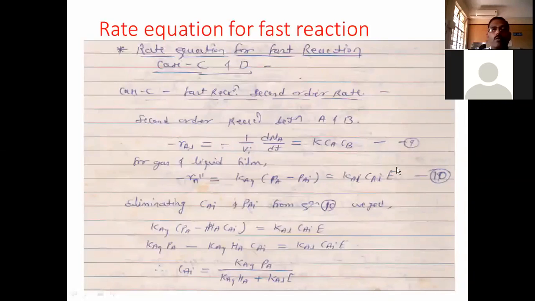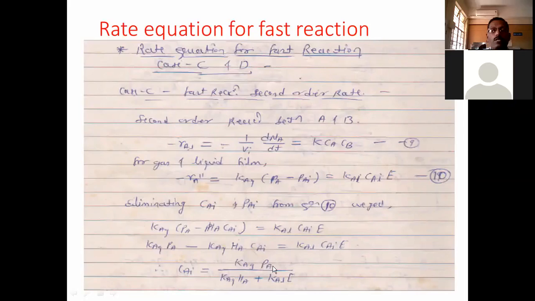From these equations, we eliminate Ci and Pi. From equation 10, we eliminate using this equation here. So Kag into Pa minus Ha into Ci is equal to Kl into Ci into E. So Kag into Pa minus Kag into Ha into Ci is equal to Kl into Ci into E. Solving this equation, we calculate the Cai.